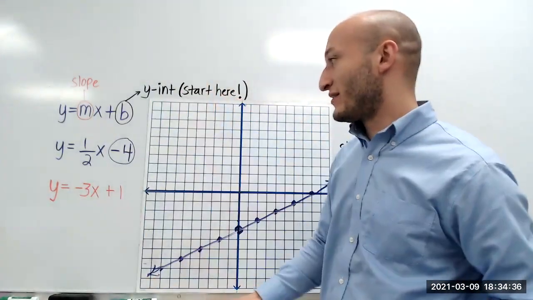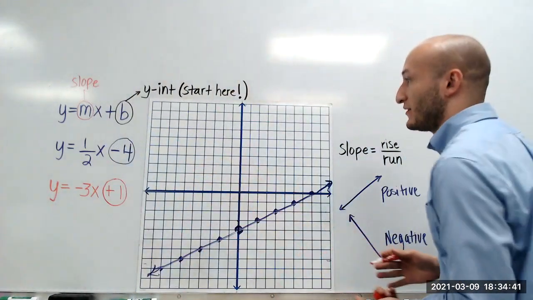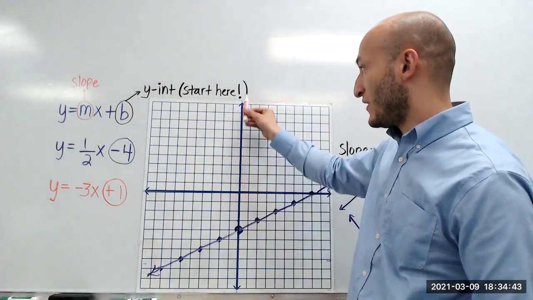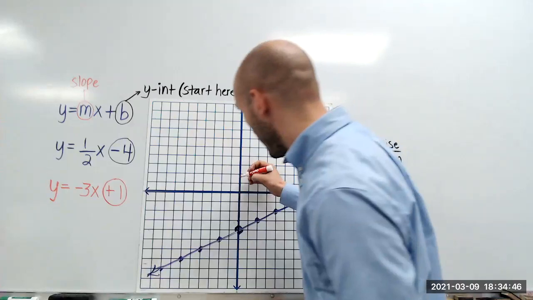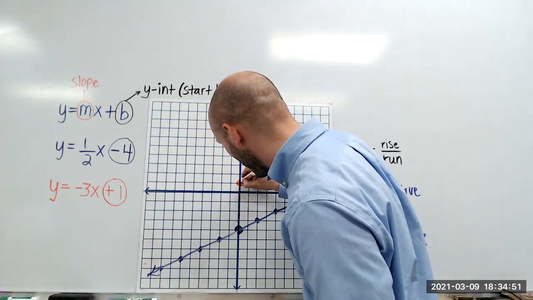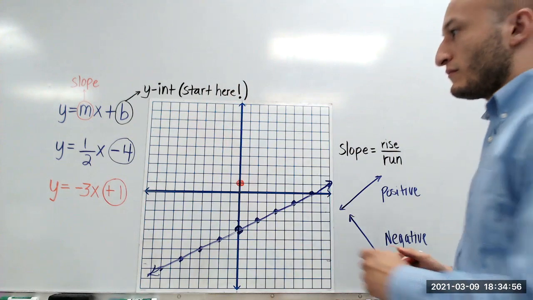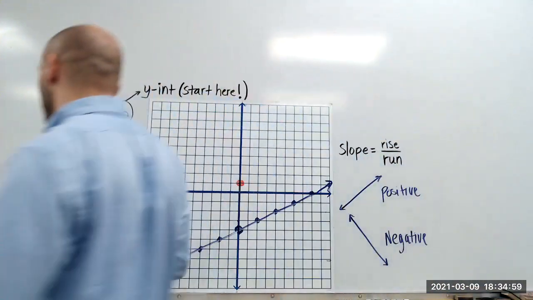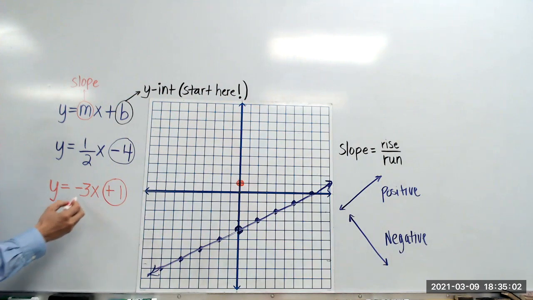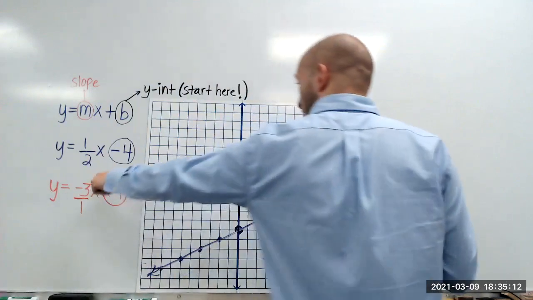Start here, your y-intercept. This positive one does not have an x, so that's where I'm going to start. And my first point will always be on the y-axis. So if that's a positive 1, my first point will be here. Then I look at my slope. I have a whole number there, okay? It's just -3. I don't have a fraction here. But we know that if it's a whole number, then it's over 1. So I have -3 over 1.